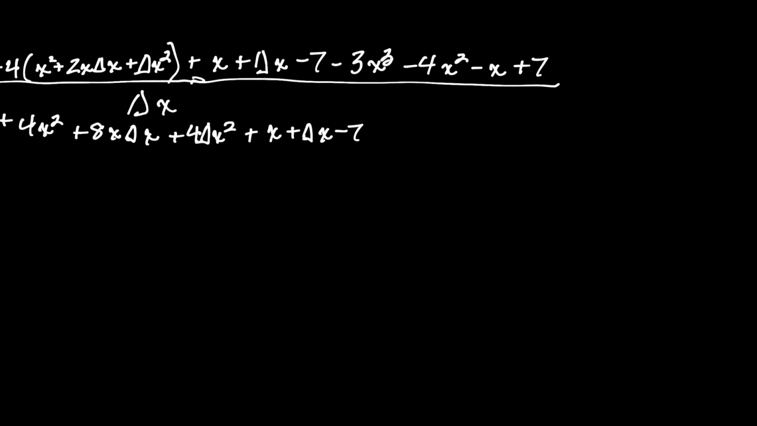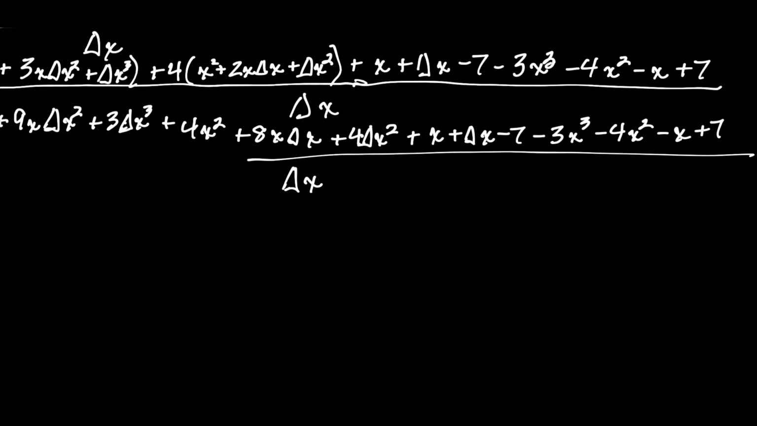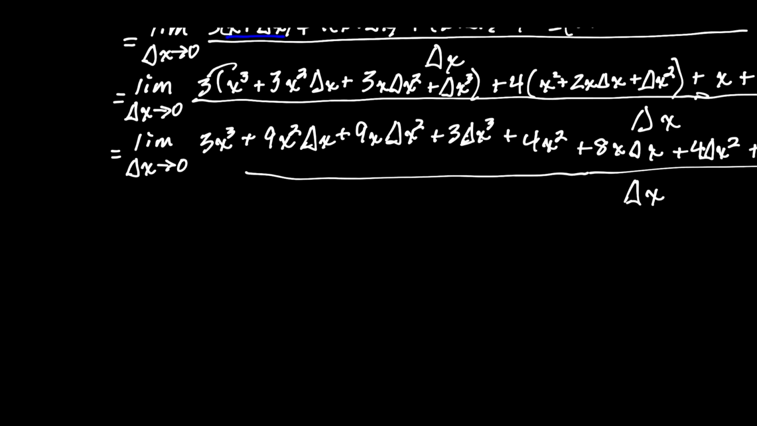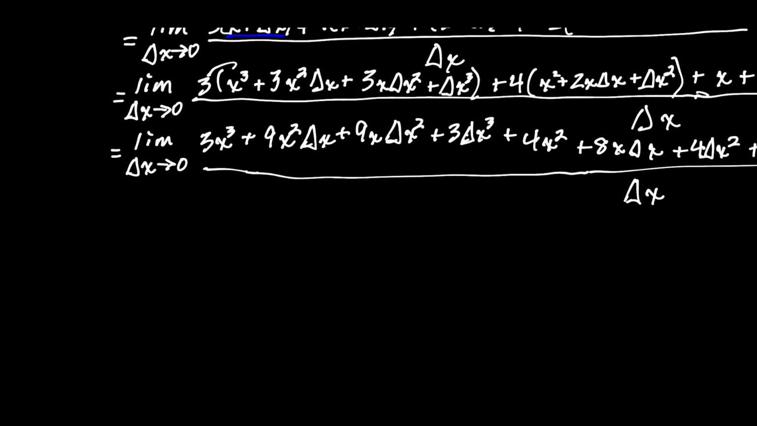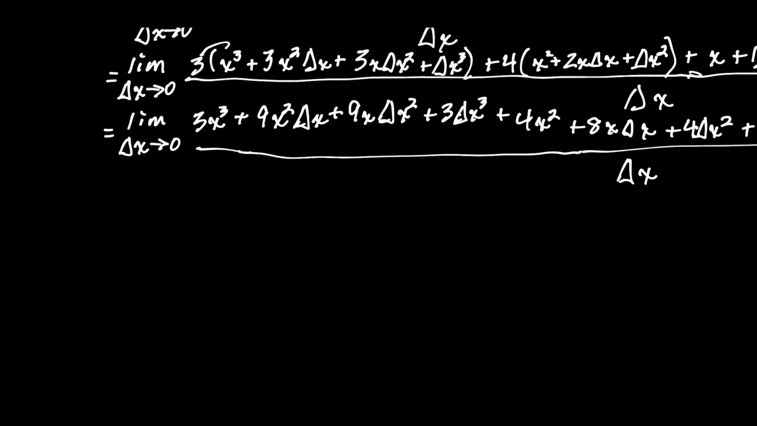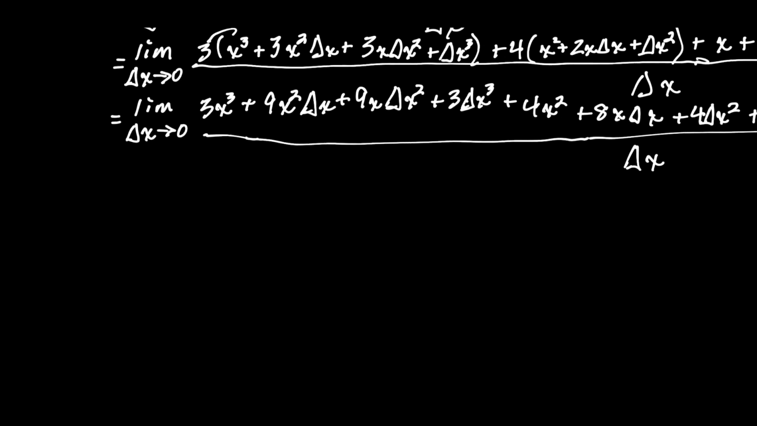Now I'm on to minus my function. Minus 3x cubed minus 4x squared minus x plus 7. And again, this is all over delta x. I'm going to have to make my fraction bar keep coming over here. Feels good after you do a long problem like this, though, and you've done it right.